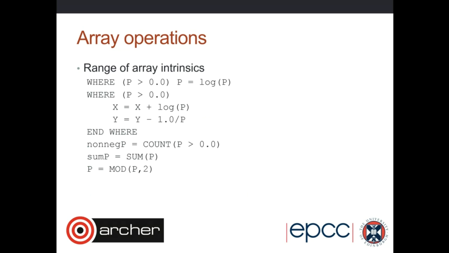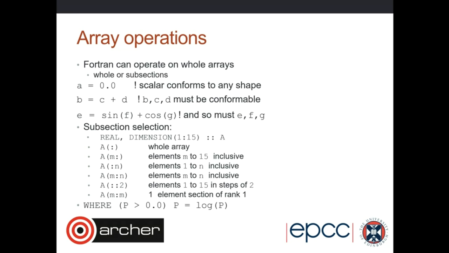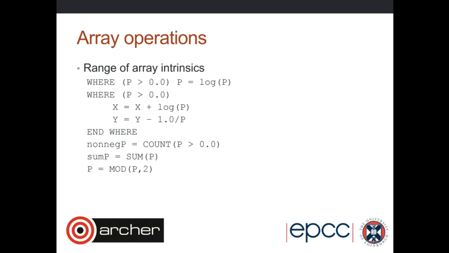And we have this where statement, where we can say, actually, I want to do everything on this array, but only do it where the value of the element is a certain kind. So here, for example, where any element of P, which is an array, is bigger than 0, set that element to be the log of itself. So I can say, where any element of P is bigger than 0, set the same element in X to be equal to the same element in X plus the log of P, and the same element of Y to the same element of Y minus 1 of P. Again, P and X and Y need to be the same size and shape.